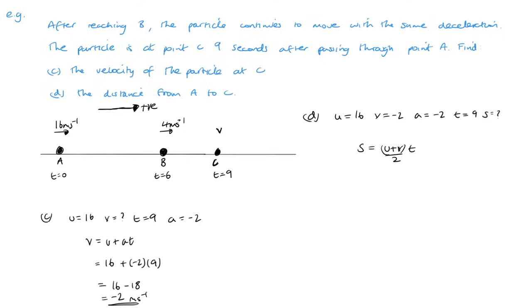Now there would be more options after the next video, as we'll have a few other formulae. But for now, let's go with this. So 16 minus 2 over 2 times 9. So that's 14 over 2, which is 7. So 7 times 9, or 63 meters. And since A to B was 60 meters, we have got C in the right place.